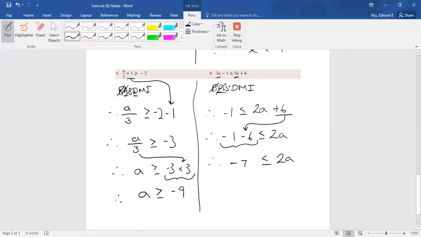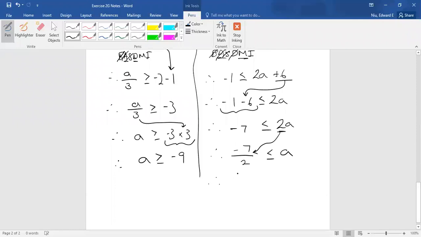Do we have any subtraction terms? No. Do we have any division terms on the pronumeral side? No. But we do have a multiplication of the ×2 here. So what's the opposite of ×2? If you answered with divide by 2, you're correct. And so what we get here is -7 on 2, which is -3.5. For this to hold true, okay, a needs to be larger than 3.5 or equal to, for this inequality up here to hold true.